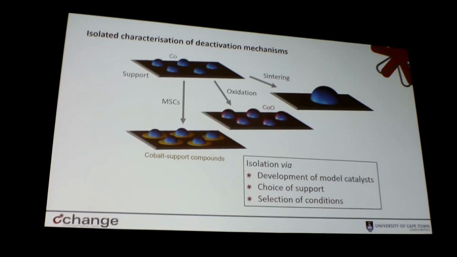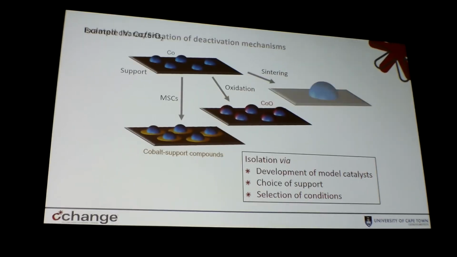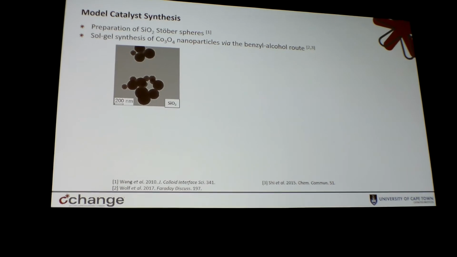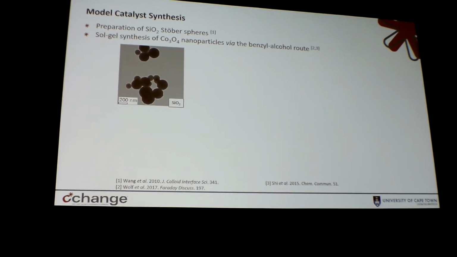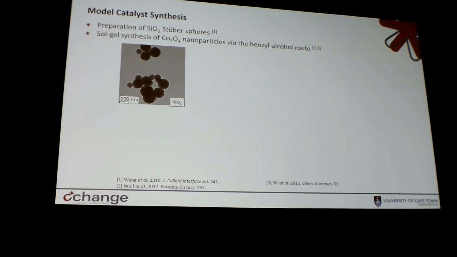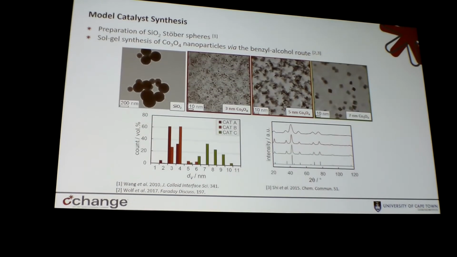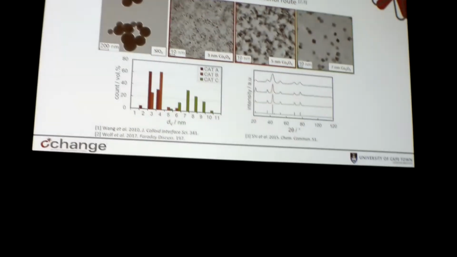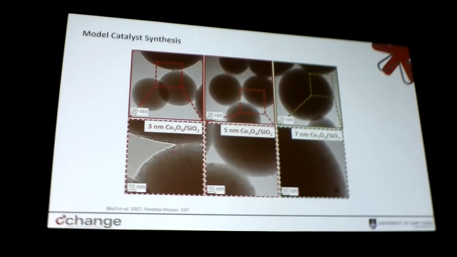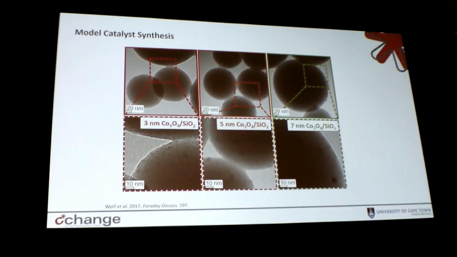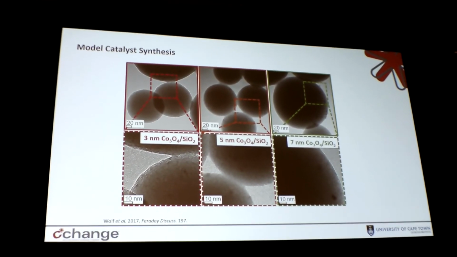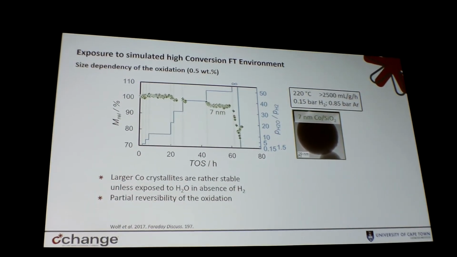Last example, I'll be very brief, I'm running out of time, is about oxidation and the formation of metal support compounds. Here we use Stöber nanospheres as the support material. Again, this is a model support material. The same method: this time we have three sizes that we deposit onto those spheres, reduce the material, and do our studies with it. So that's what it looks like. The loads are ridiculously low, 0.5%, but the magnetometer is so sensitive when it comes to picking up metallic cobalt that we can easily do those studies that I'm showing you here.